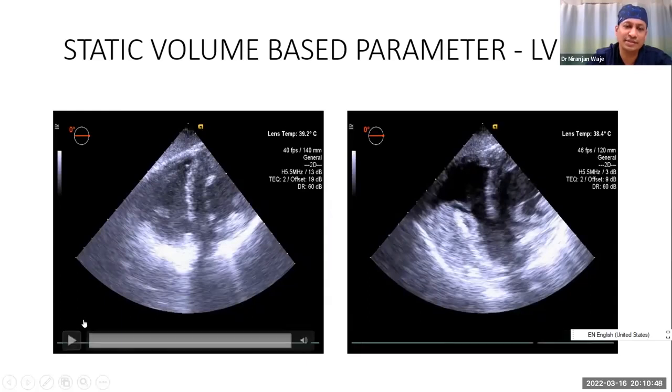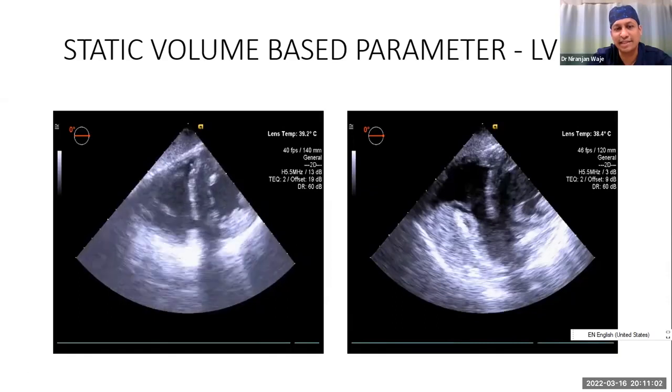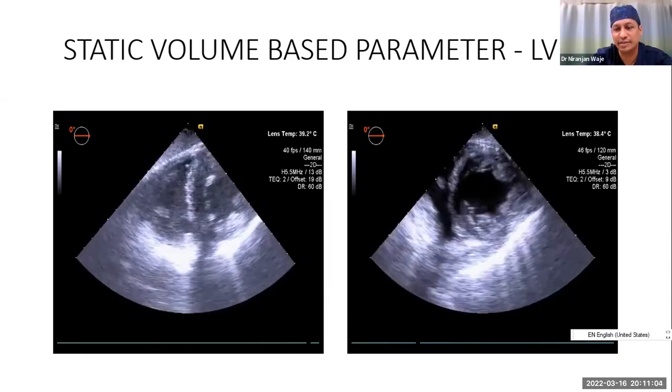It's not the best view to identify fluid responsiveness, but it is definitely a good view to understand that the LV is empty. On the left-hand side, the LV is totally empty, all the walls are kissing each other, and you can definitely administer fluids.